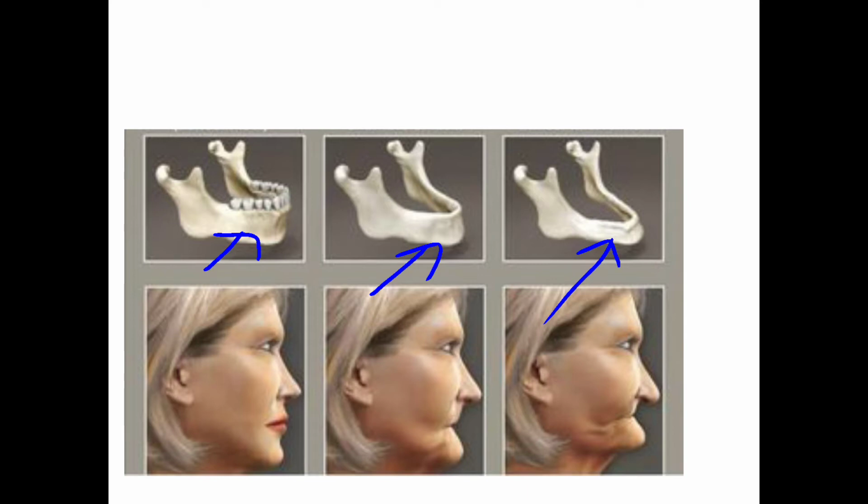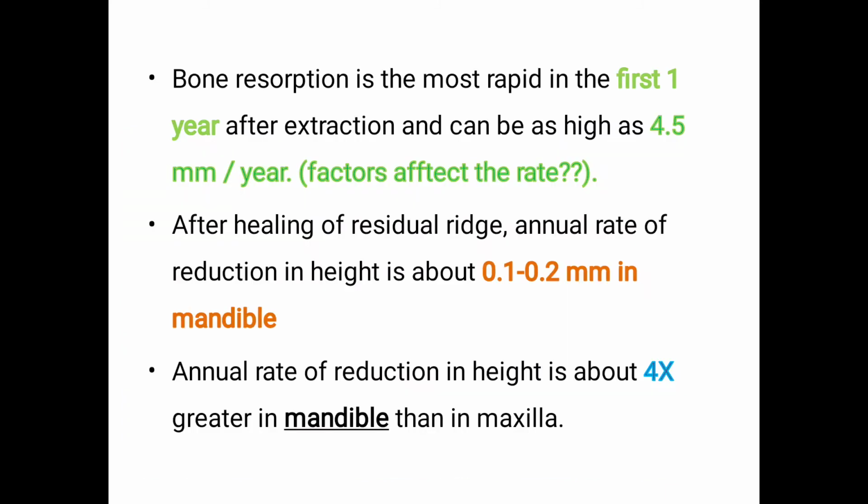As you see in this picture, the appearance of the patient differs with time, and this is because of the resorption of the alveolar or residual alveolar ridge. The resorption is most rapid in the first year. In the first year after extraction, the most rapid resorption occurs, as high as 4.5 millimeters.